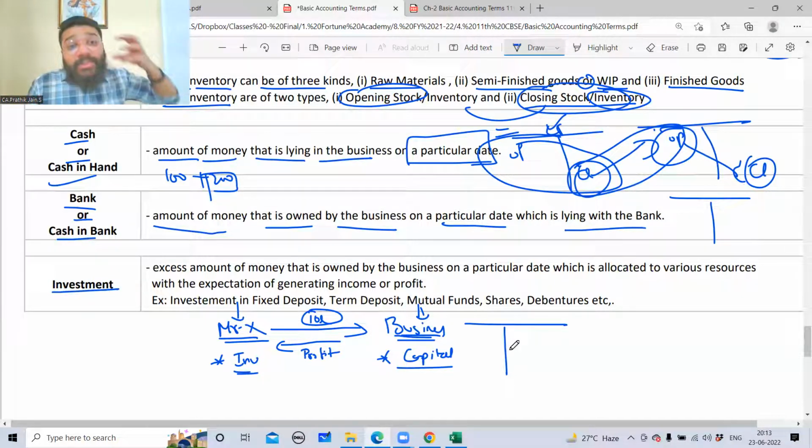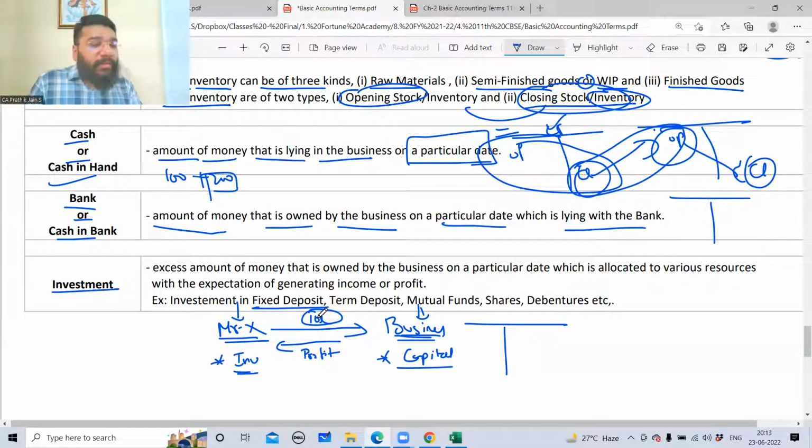So now when the business invests its extra surplus money, that is called investment. For example, where can I invest? In a fixed deposit. All of you know what a fixed deposit is? I go and give this money to the bank. The bank will give me interest on it in return. Are you able to follow?